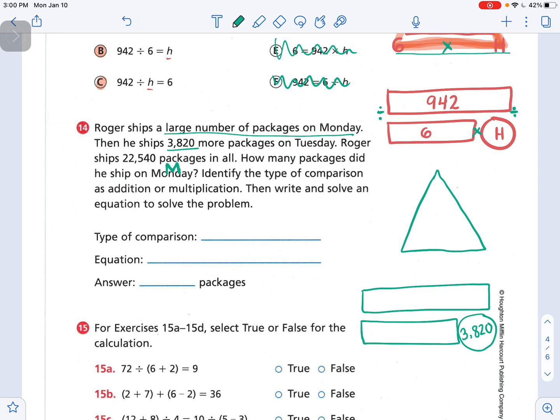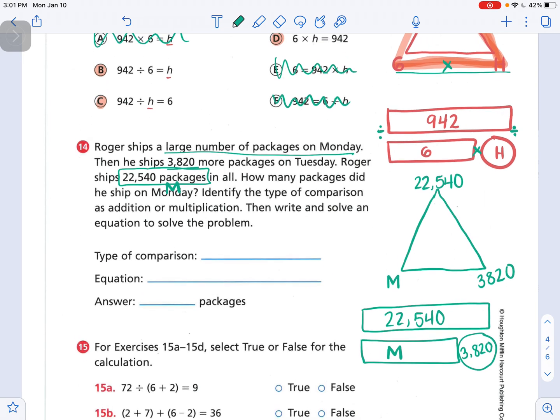Then it says Roger ships 22,540 packages in all. That's going to tell me that that number is going to go on top. In all always goes at the top, the total number. So I'm going to put that at the top of both of my drawings. Remember, you only need one of these two drawings, whichever one makes the most sense to you. Knowing that I've got 3,820 on the side here, and I'm not sure what M is.